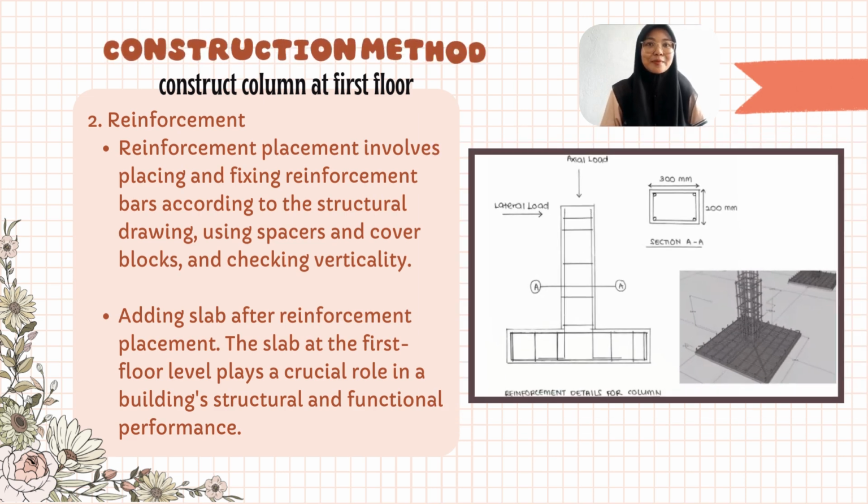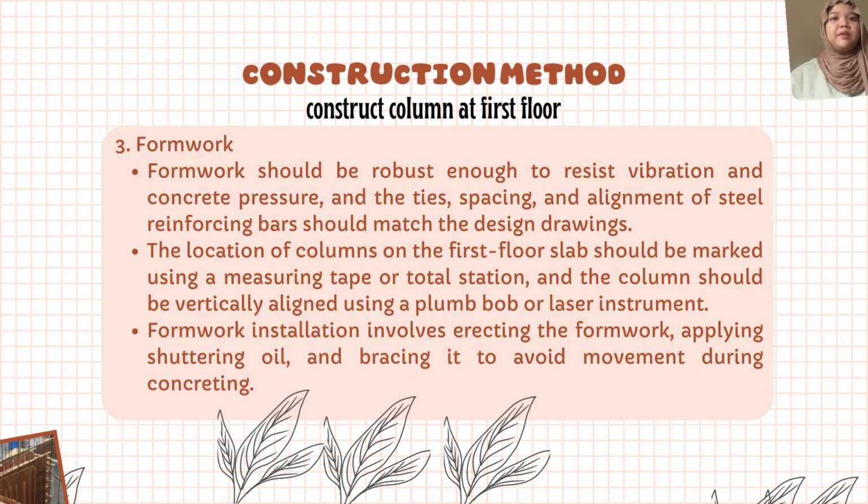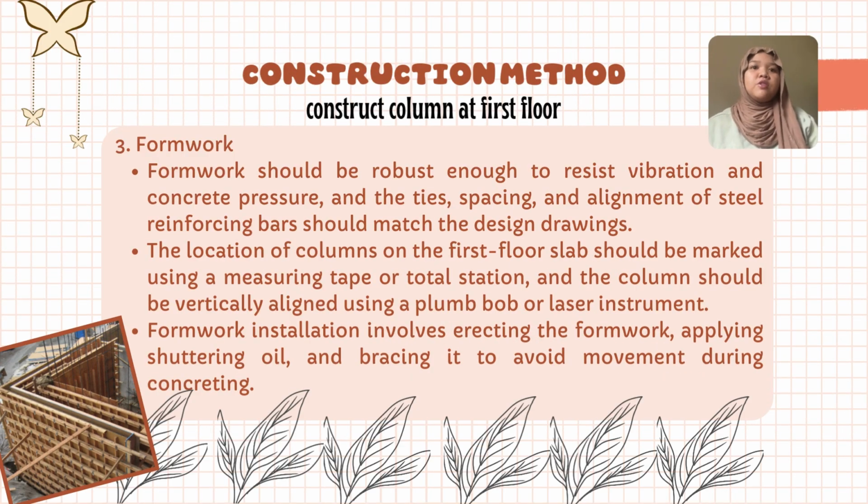The second step is reinforcement. Reinforcement placement involves placing and fixing reinforcement bar according to the structural drawing, using spacer and cover block, and also checking their verticality. The third construction method is formwork. Formwork should be designed to resist vibration and concrete pressure, and the tie spacing and alignment of steel reinforcement bars should match the design drawing.